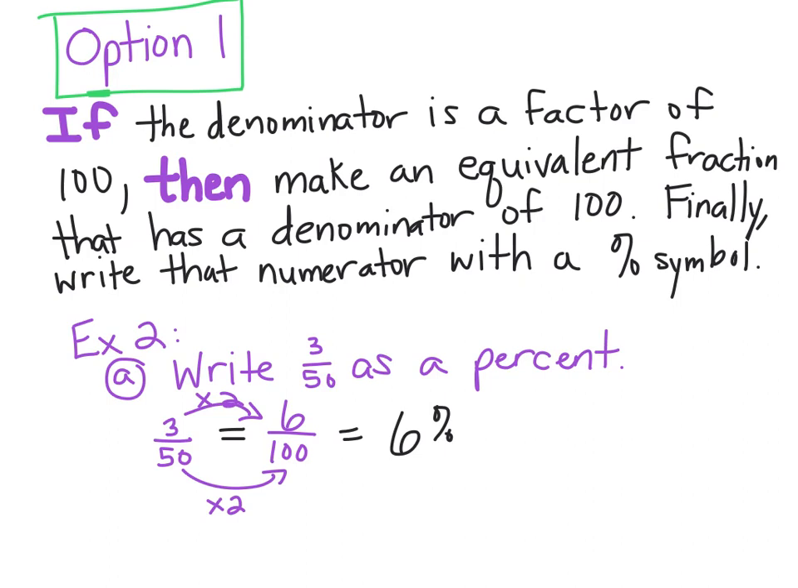Luckily, this is the easiest one of the two if you need to turn a fraction into a percent. So if it has a denominator that will go into 100 evenly, this is the way to go.